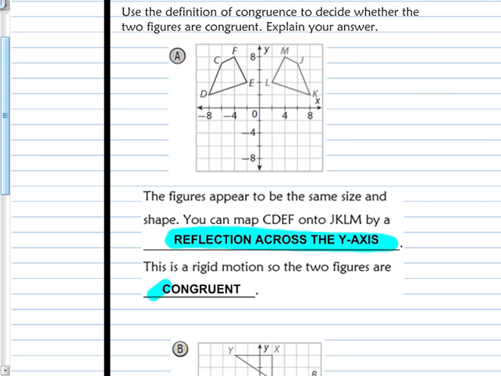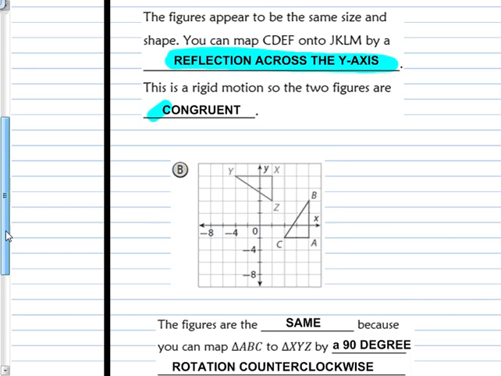So we can reflect it. We can see that F is 2 away from the y-axis and M is 2 away from the y-axis. And D is 8 points away. Actually, I'm sorry, this coordinate grid's counting by 2. So D is 8 away from the y-axis and K is 8 away from the y-axis. And all these points are reflected. So yes, these two figures appear to be congruent.